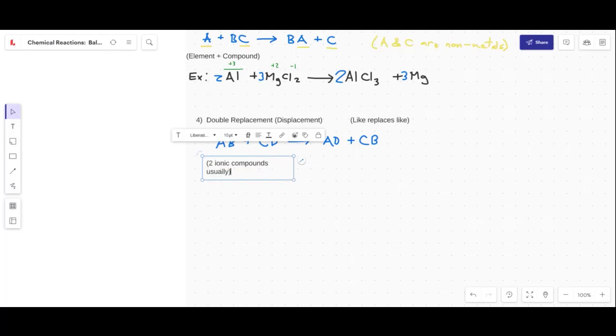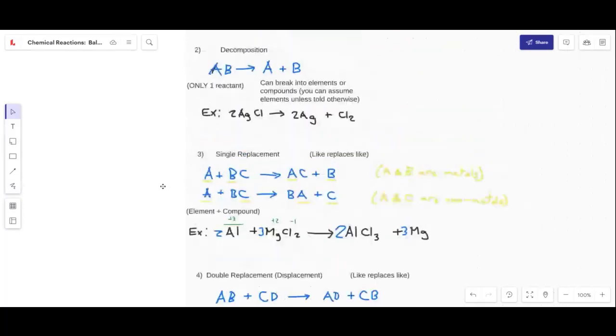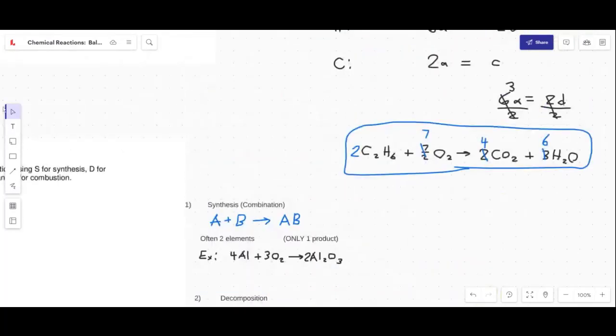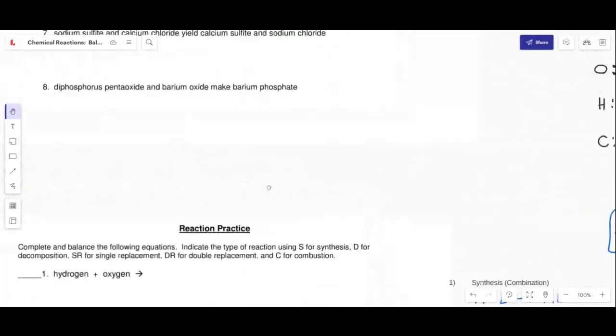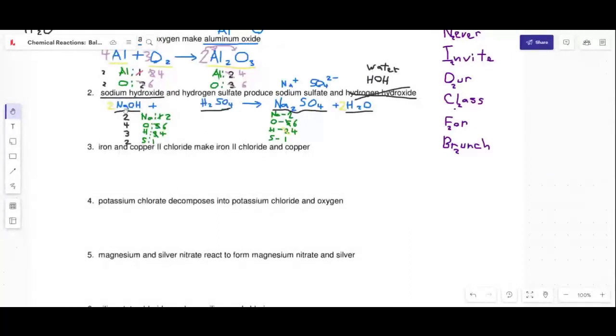Oh, there we go. All right. So it's two ionic compounds usually, like replaces like, same type of thing. It's actually an example of this type of reaction is the same one that we did over here at the beginning of our session. When we balanced this one, sodium hydroxide, hydrogen sulfate produced sodium sulfate and water. So that is a double replacement reaction.